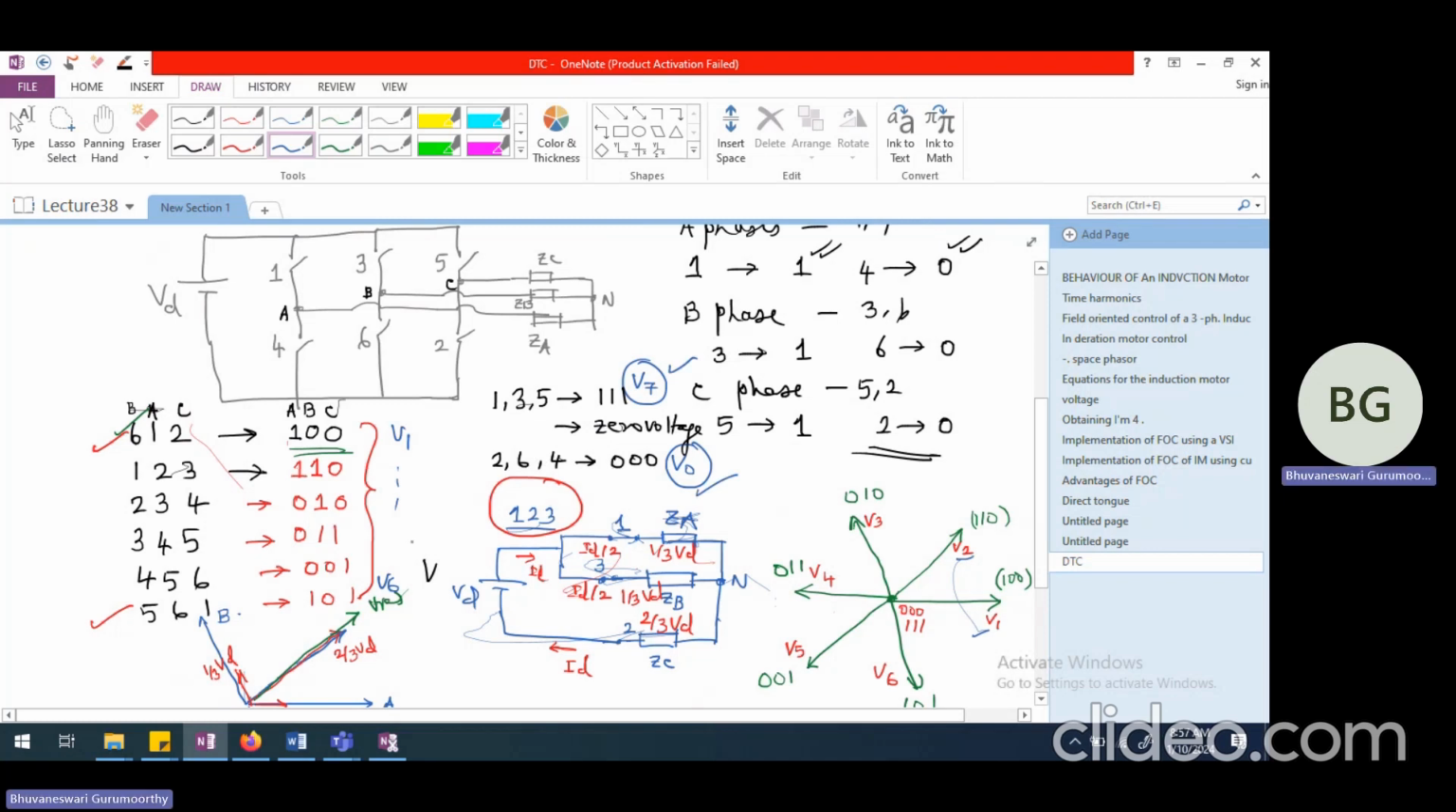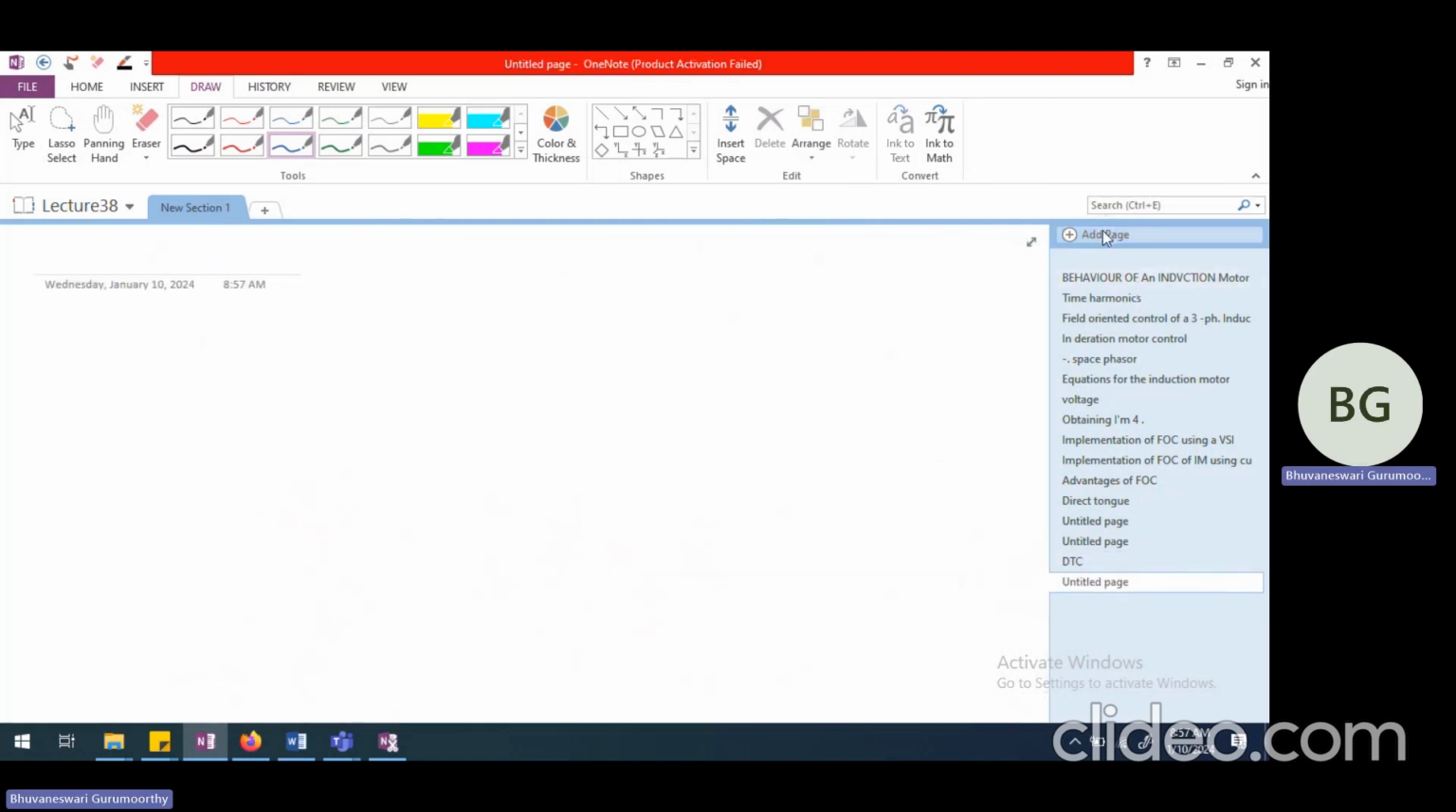So the three-phase inverter, by appropriately adjusting the switch position, is poised to increase the flux linkage or decrease the flux linkage, or make the flux linkage move forward or backward. And this is what is utilized for implementing direct torque control. So let me first of all draw the block diagram corresponding to implementing direct torque control.